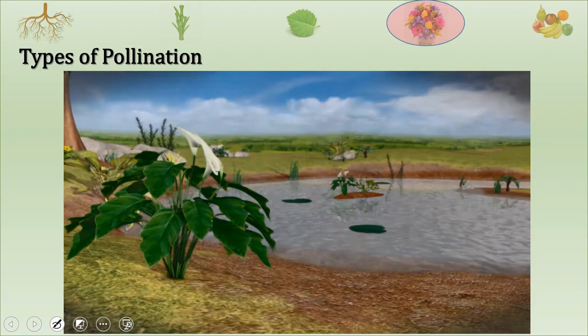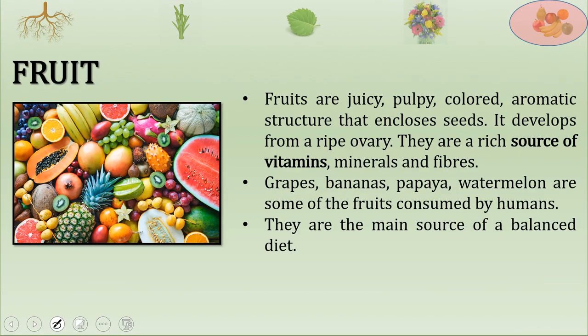Let us see the next part of our module, that is fruits. Fruits are juicy, pulpy, colored, aromatic structures that enclose seeds. Okay, we see different fruits and many of the seeds are there. Sometimes one seed is there, sometimes many seeds are there which are enclosed within them.